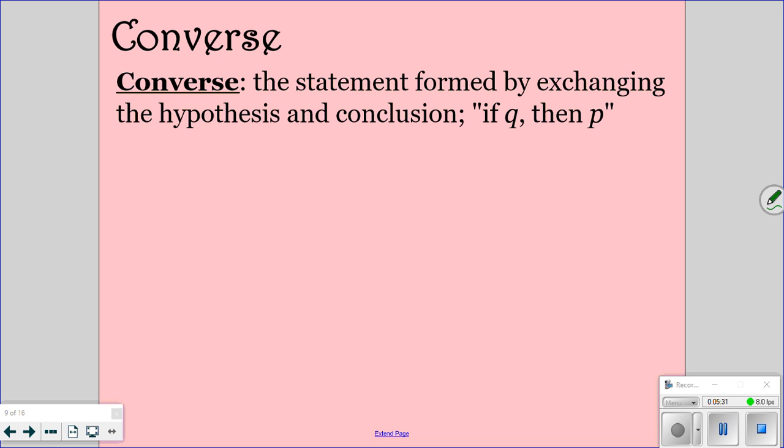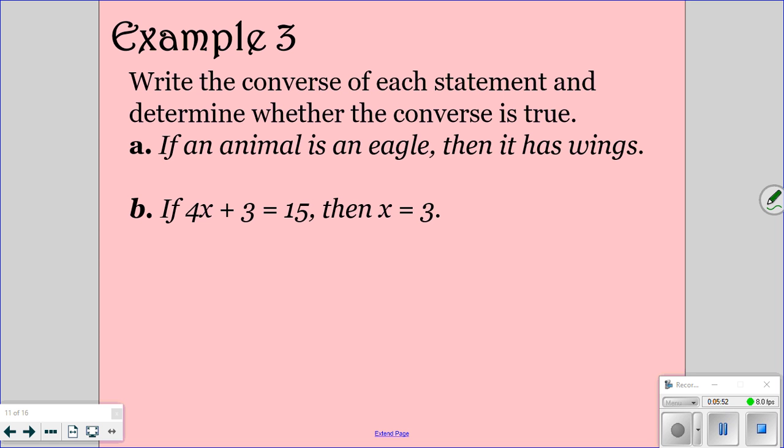Okay, so now let's look at the converse. The converse is where you exchange your hypothesis and your conclusion. So it's going to become if Q, then P. Instead of if P, then Q, your converse is if Q, then P. We're going to write the converse of each statement and then determine whether the converse is true. Our hypothesis, our P, is an animal is an eagle, and our conclusion, our Q, is it has wings.